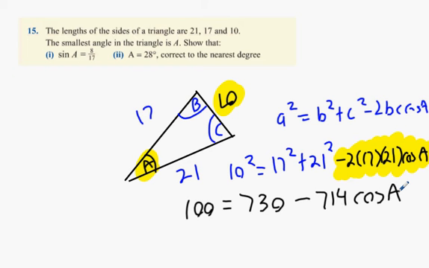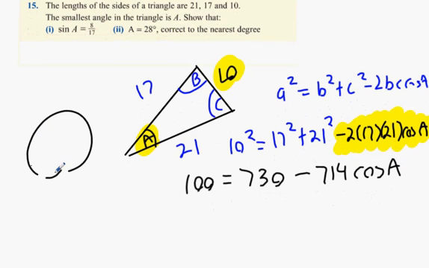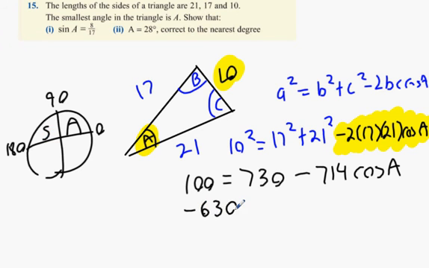Are we expecting A to be an acute angle or above 90? So below 90, aren't we? So we're expecting a positive value of cos. Remember ASTC, cos is positive from 0 to 90. It would be negative if it was 90 to 180. So bring over 730, it becomes minus 630. Then divide 630 by 714.